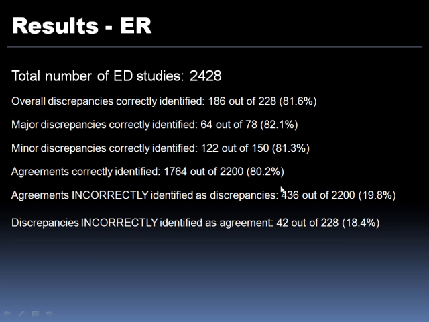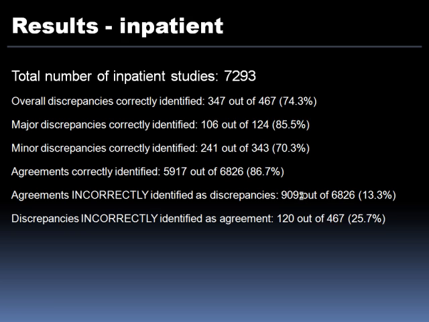The problem with the script is that it incorrectly identified about 436 agreements as discrepancies. So, when you look at the total number of discrepancies, 186, you have 4 times that many studies being identified as discrepancies when in actuality they're agreements. And there are different reasons for that. The initial data set was generated off of ER studies. We did the same algorithm to inpatient studies and saw very similar results. 75 to 85% of the discrepancies were picked up. 87% of agreements were picked up, but again, a huge number of agreements being identified as discrepancies by the code.